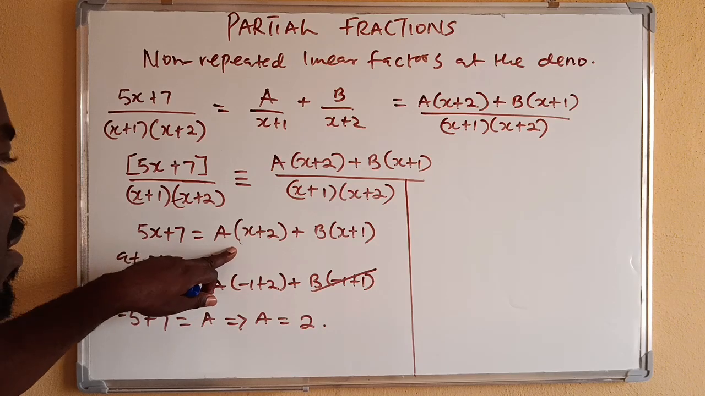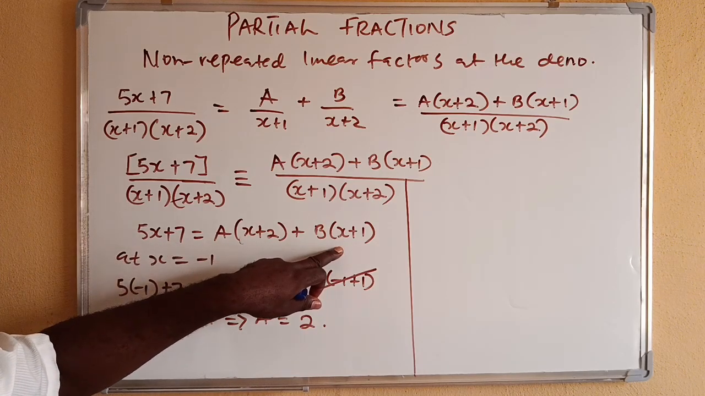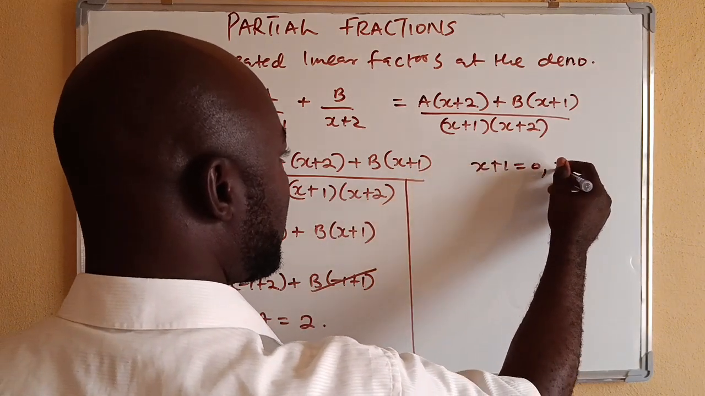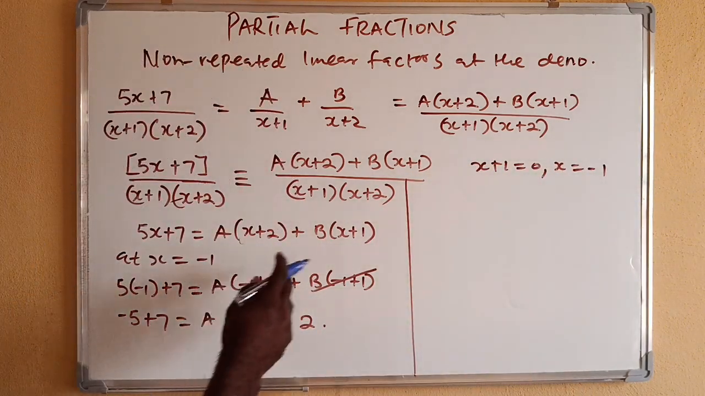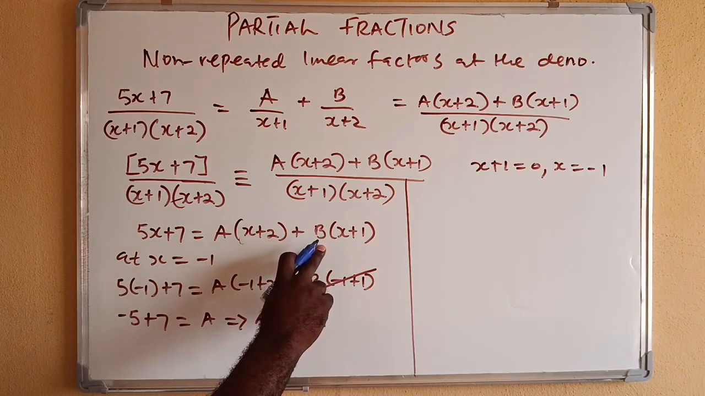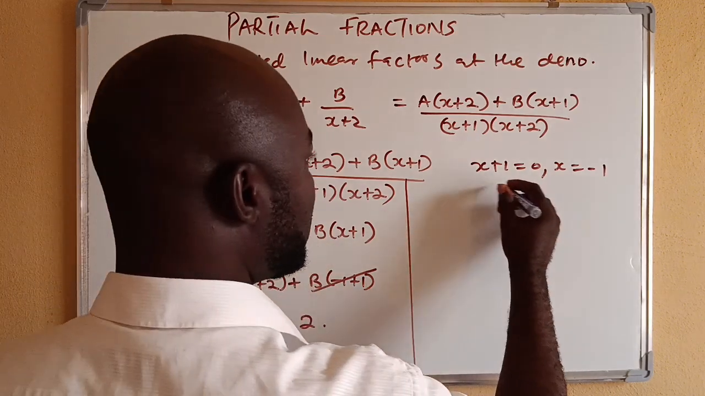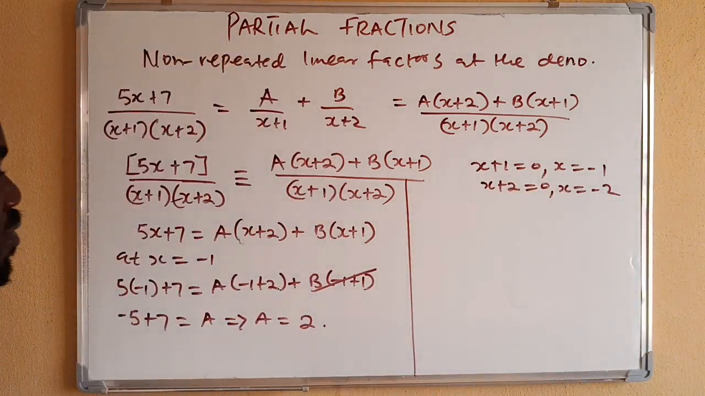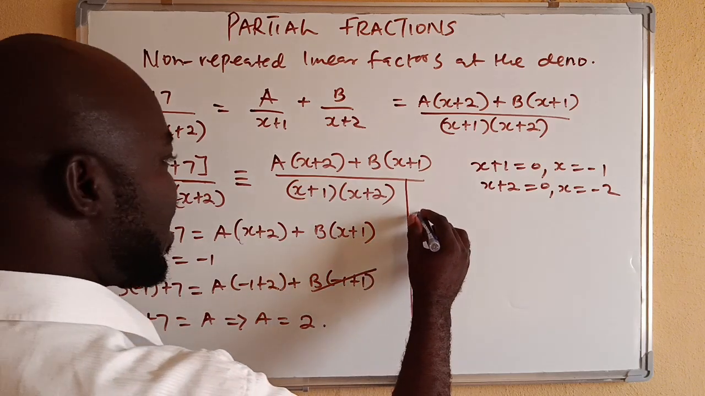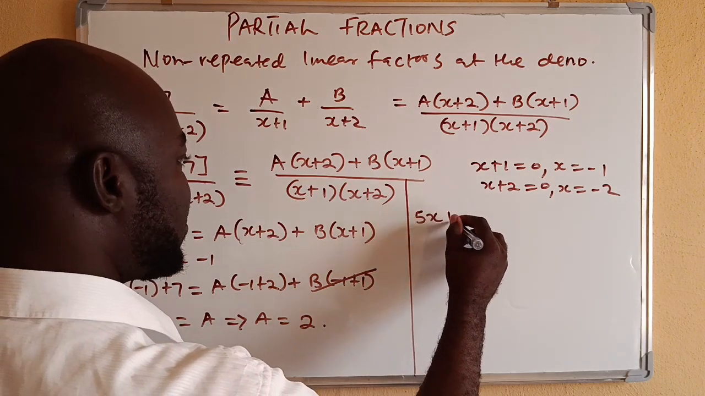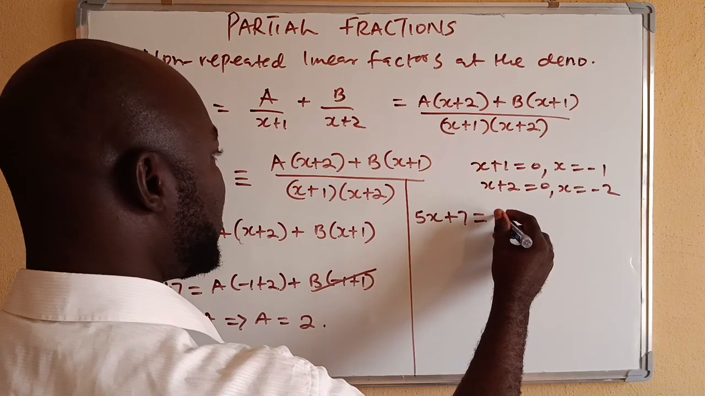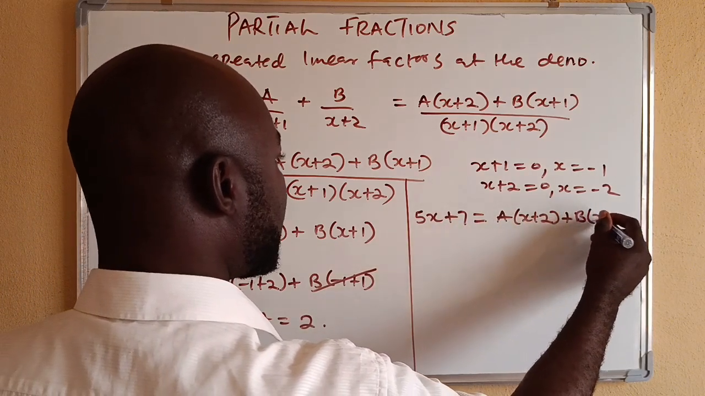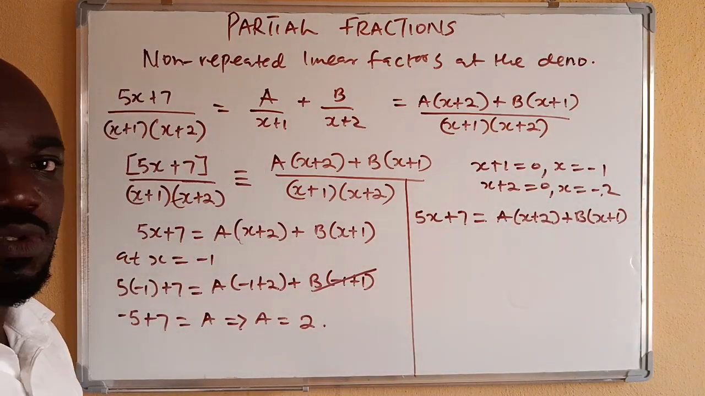Now, with the same identity, I will equate x plus 1 to 0. So if x plus 1 equals 0, my x will be minus 1. To get the value of b, I'm going to substitute x plus 2 equals 0, so my x will be equal to minus 2. So I want to get the value of b. What I'll do now is write 5x plus 7 equals a bracket x plus 2 plus b bracket x plus 1. So I'll put x equals minus 2.